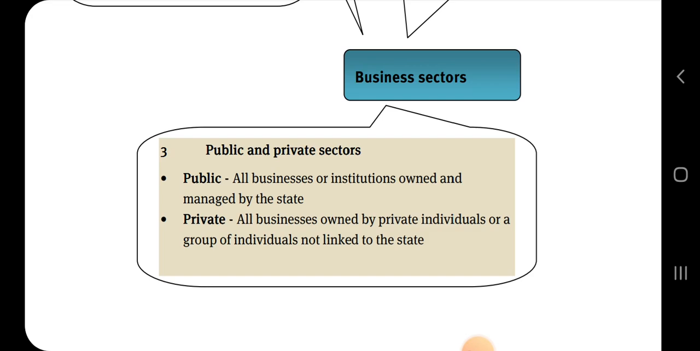So the public sector are all businesses or institutions owned and managed by the state, which is the government. We call those public sectors, like the post office, the South African Airways, we have an airline as South Africa, and so forth. So every business that belongs to the state is part of the public sector. And then private sector are all businesses owned by private individuals or a group of individuals not linked to the state. So everything that is not government is private.